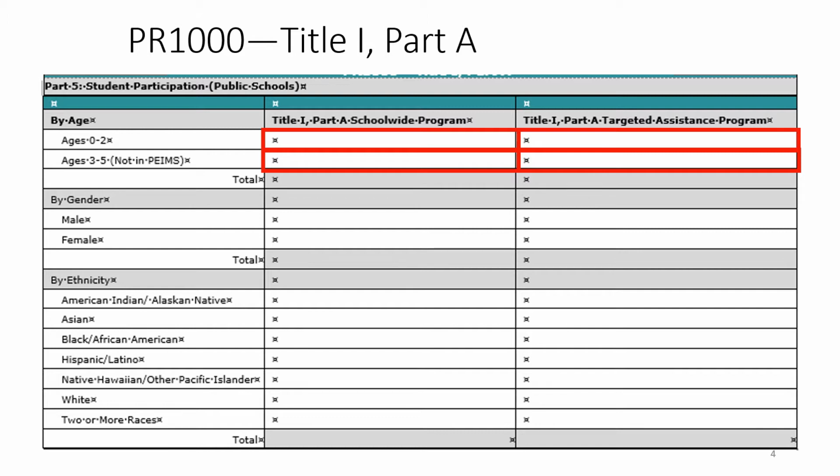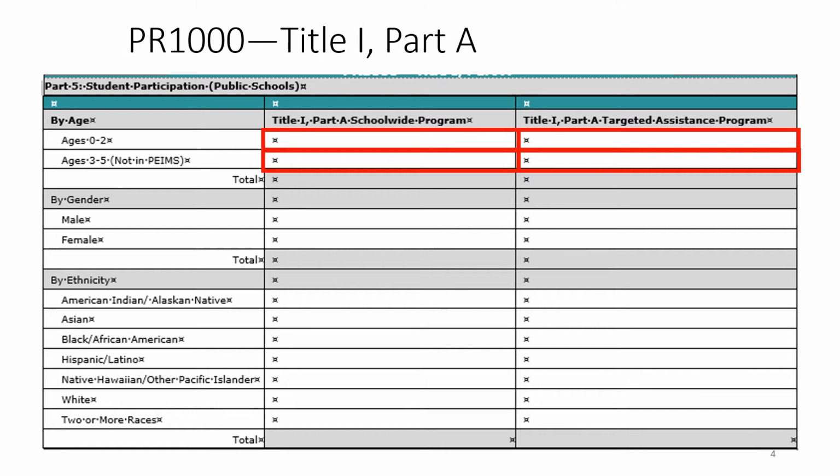We've basically divided the table up into two different parts. Part 5 deals with the public schools. Part 6 will deal with private schools and the local facilities for the neglected. In Part 5, we're only collecting students who are ages 0 to 2 and ages 3 to 5 who are not reported to PEIMS. All of the other ages for public schools, all of the other grade levels for public schools are collected through PEIMS.